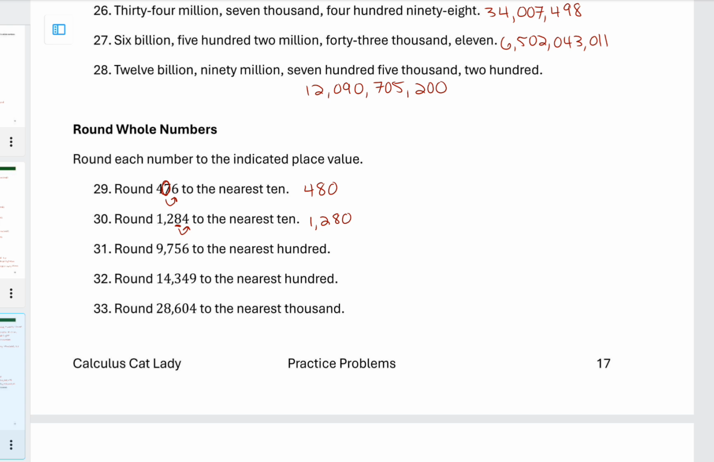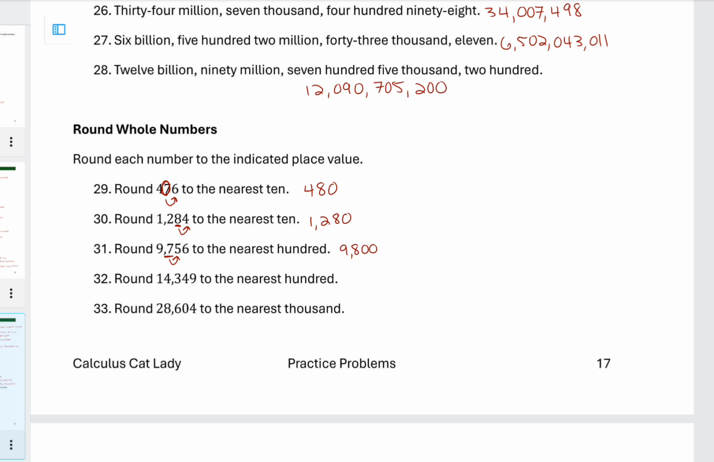Round 9,756 to the nearest 100. The 7 is in the hundreds place. Look to the number to the right of it. 5s round up, which means that our 7 is going to transform into an 8, and everything after it becomes a 0. Don't forget your comma.